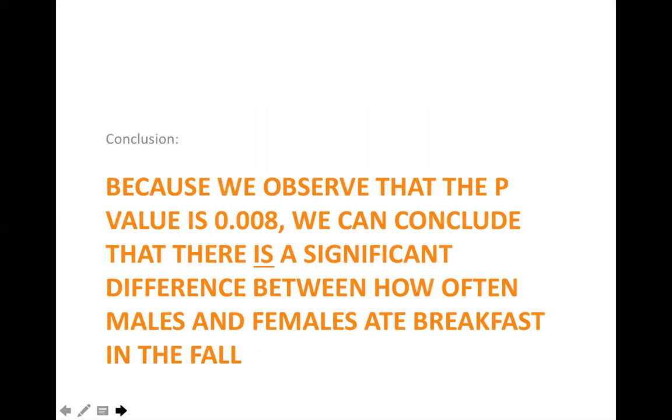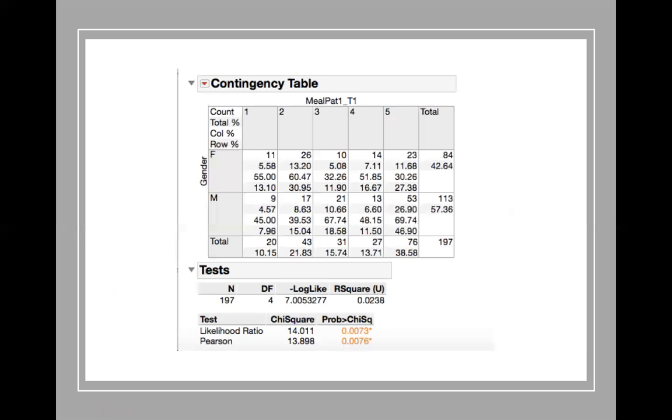So because we are less than 0.05, which is our significant p-value, we can conclude that there is a significant difference between how often males and females ate breakfast in the fall. However, let me point out really quickly, we know there's a significant difference somewhere here in this table, but we actually have to do further statistical testing to determine where that difference is. So is it between males and females in the 1 category, males and females in the 2 category? We're actually not really sure. This just lets us know something significant is there.